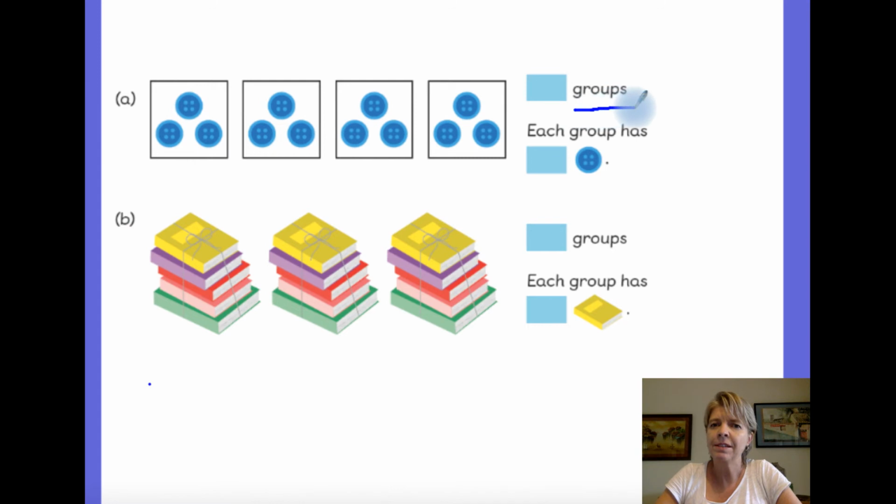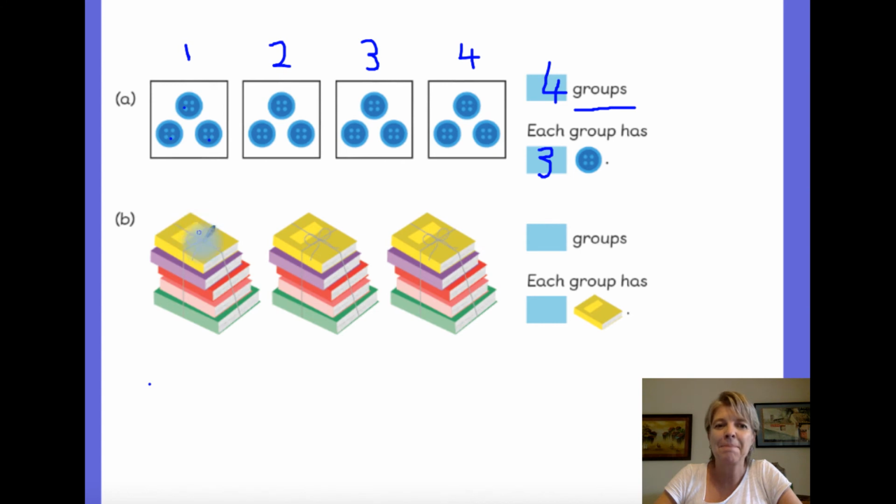Do you know what this word here says? It says groups. How many groups of buttons, these are buttons in English, how many groups are there? There's 4 groups of buttons. How many buttons are in each group? There's 3, isn't there? 3, 3, 3, 3. So when we do multiplication, we look at how many groups and how many in each group.